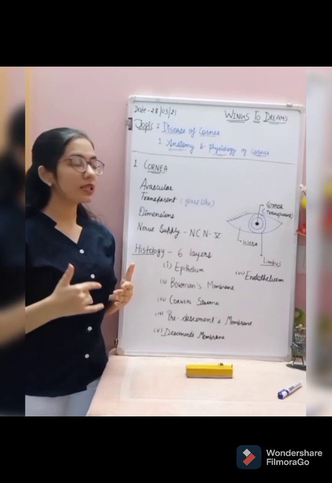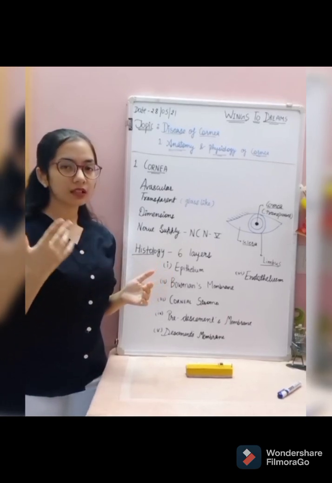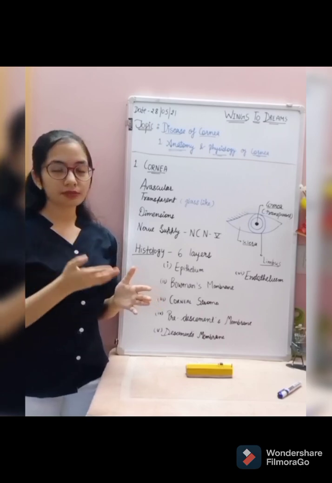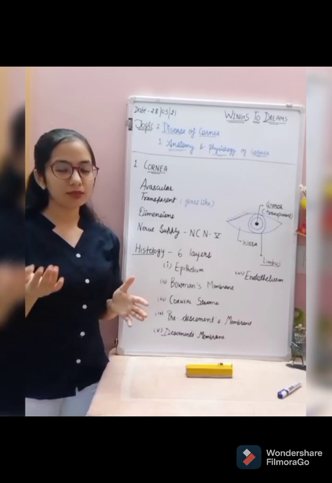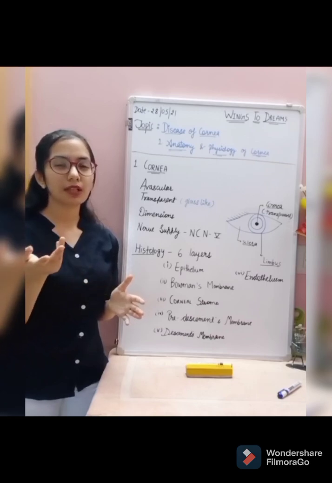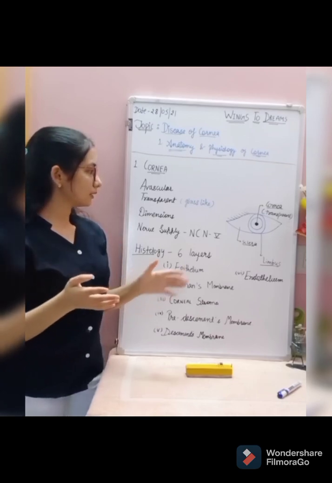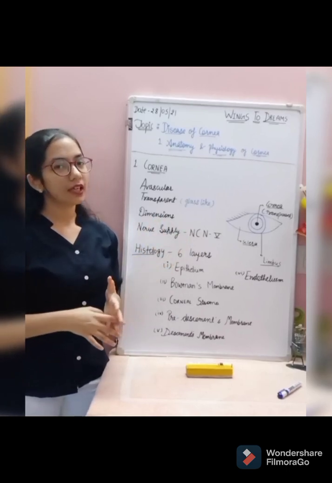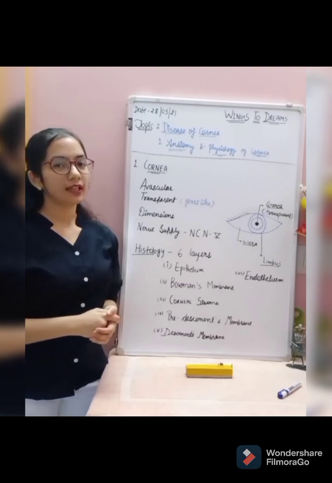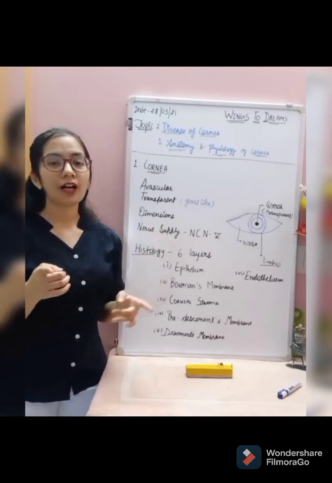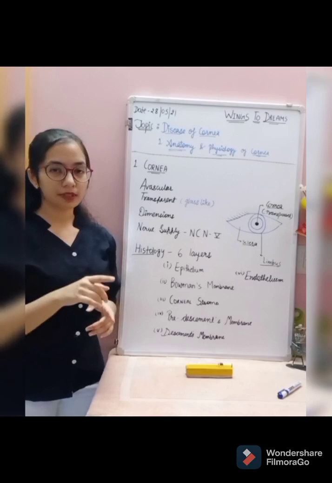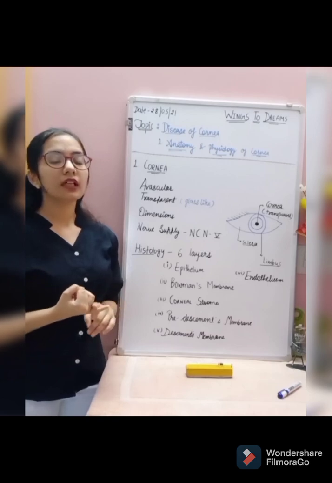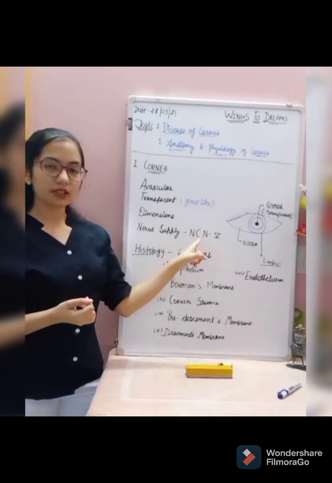Regarding the dimensions, the cornea is anteriorly elliptical, and the posterior surface adheres to the posterior parts. There are other dimensions also: anterior, posterior, inferior, superior, and the refractive power of the cornea is approximately 45 diopter. Then the nerve supply. Nerve supply of the cornea is by the nasociliary nerve. If you know the anatomy, the nasociliary nerve is a branch of the ophthalmic division of the trigeminal nerve, the fifth cranial nerve.